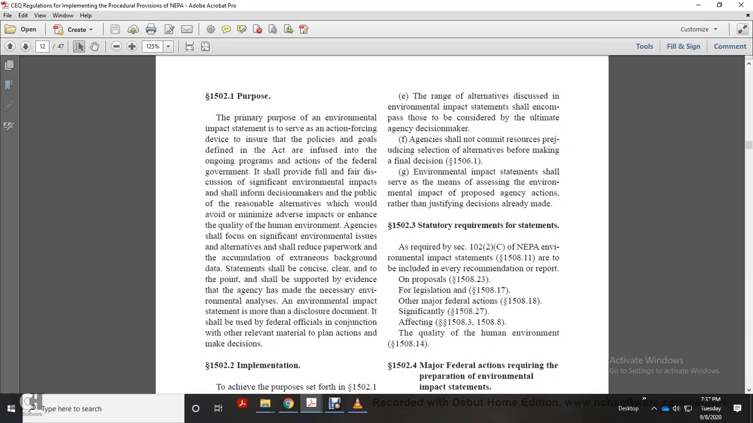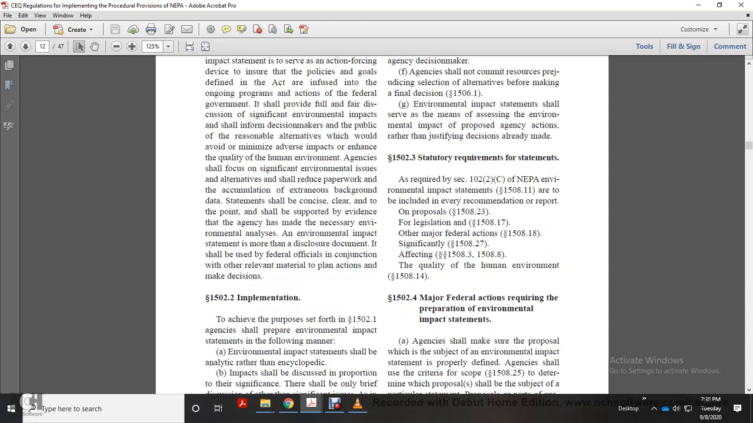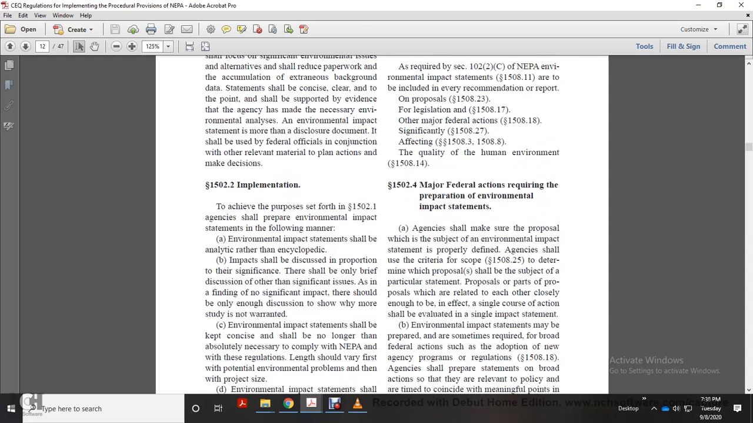1502.3 Statutory requirements for statements. As required by Section 102(2)(C) of the National Environmental Policy Act, environmental impact statements are to be included in every recommendation or report on proposals for legislation (1508.17) and other major federal actions (1508.18) significantly (1508.27) affecting the quality of the human environment (1508.14).